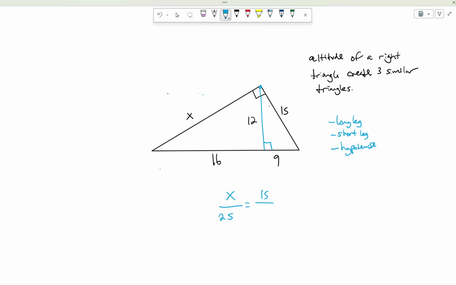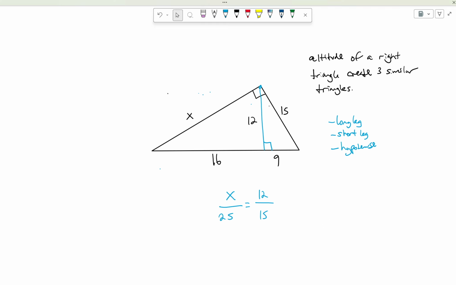I'm sorry, guys. I did the big triangle. This was the long leg, right? Versus 15 was the short leg. Now, if we're not sure, we can actually go back here. So the long leg here is going to be 12, right? This is because 12 is bigger than 9. And then the hypotenuse is 15.